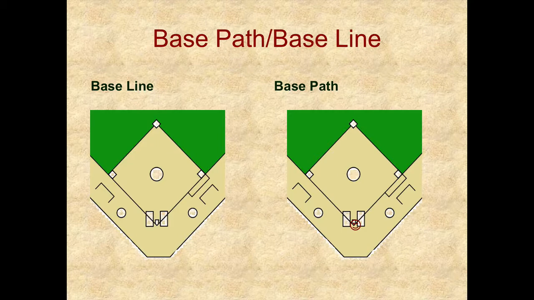Base path, baseline. A baseline is a direct line between two consecutive bases. Baseline is a talking point, terminology used to describe a place on the field, but it has little to do with how the game is played or with interpreting a rule. Base path is where the runner runs if she is not attempting to avoid a tag. Basically, she can run pretty near anywhere she wants.